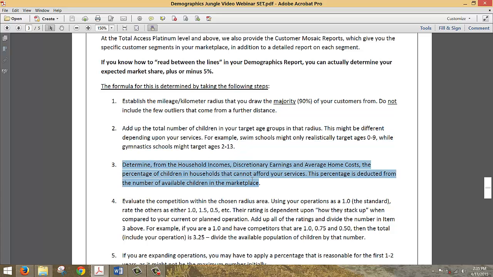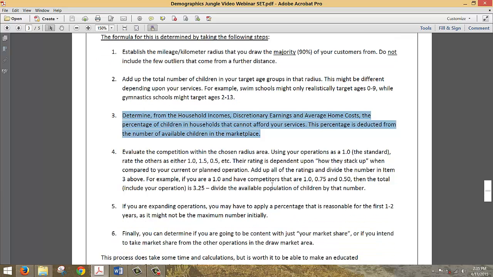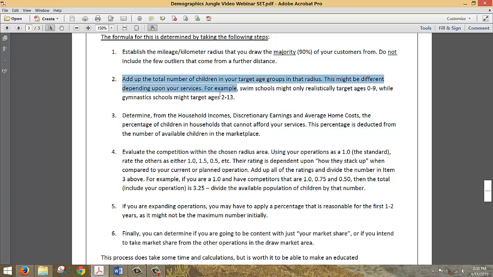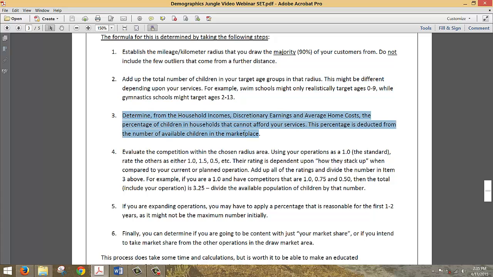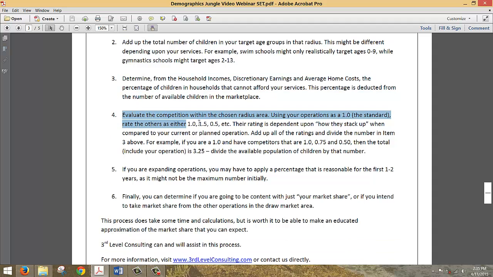The third thing is determining, from the household incomes, discretionary earnings, and average home costs, the percentage of children in households that cannot afford your services. So where you might have had 50,000 children in this particular age group, depending on the kind of area you're in, metro, rural, suburban, there might be 30 or 35% that cannot afford it. So your 50,000, if a third of them can't afford it, might be down to 33,000 or so. There's also evaluating the competition in a chosen radius. It gives you a formula for evaluating your competition. If the competition rating was a 3, let's say, then your 33,000 kids, divided by 3, became 11,000.